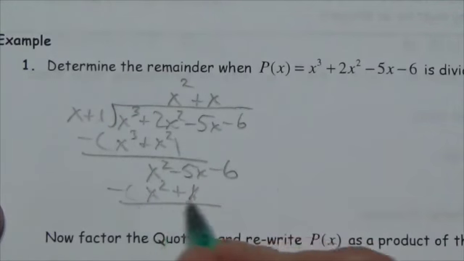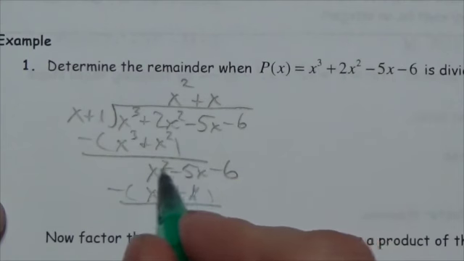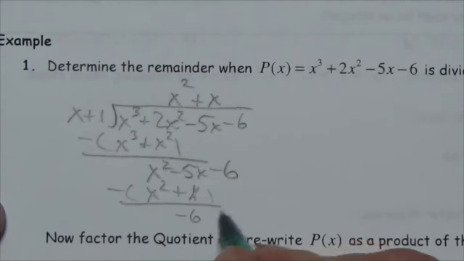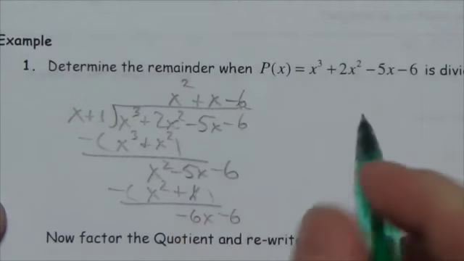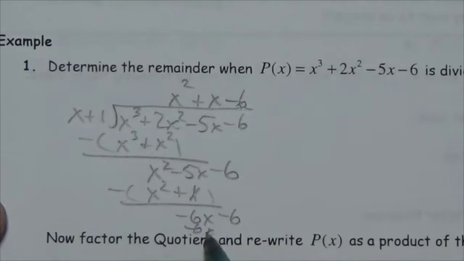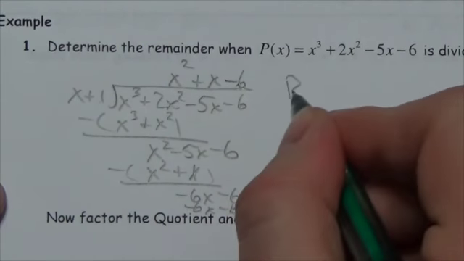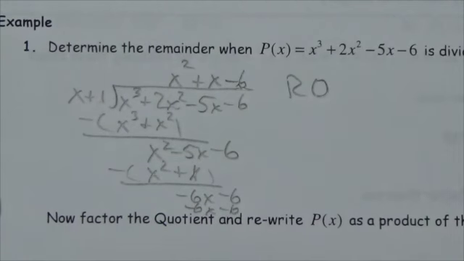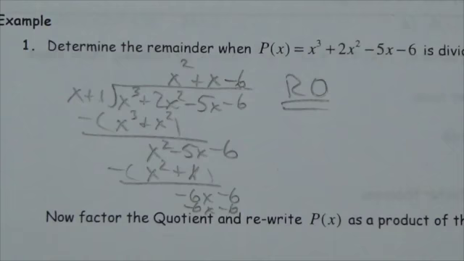There we go. Subtract, and the x squareds will disappear, then negative 5 minus x will be negative 6x, bring down the negative 6. And actually, if I plug negative 6 into here, you're going to see this happen right here. Okay, now I didn't give myself a heck of a lot of room there, but the remainder is going to be 0. That worked out beautifully. So the remainder was 0 when I divided by x plus 1.